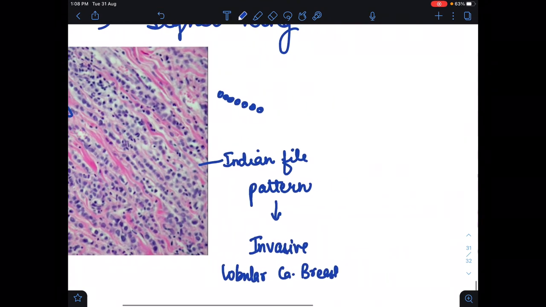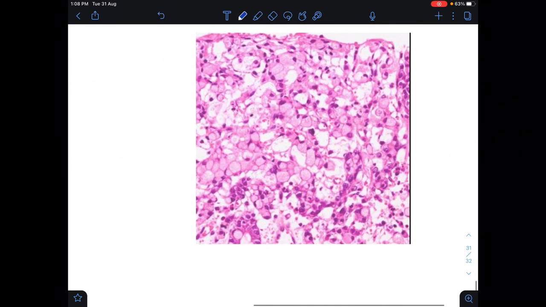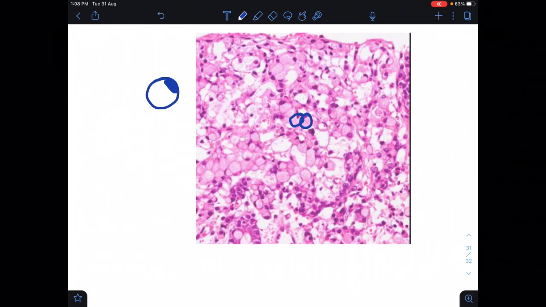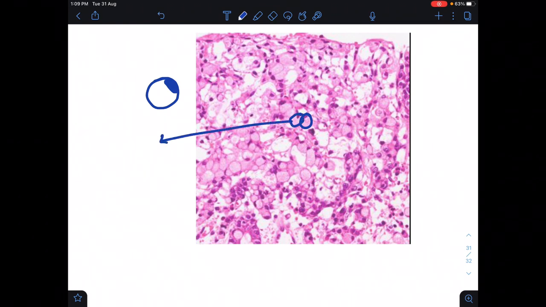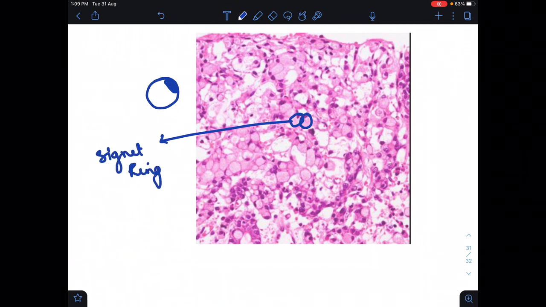In the second image, what you will find is a signet ring. How do we identify that it is a signet ring? In the signet ring, in the cell, the nucleus is pushed towards the periphery. That is a signet ring. As we see here, in this cell the nucleus is pushed towards the periphery. So signet ring is seen in diffuse gastric cancer.